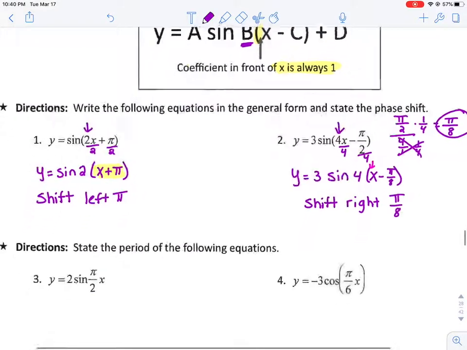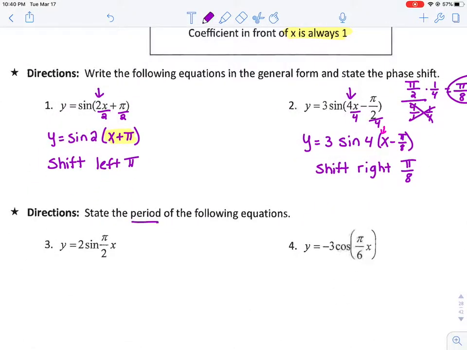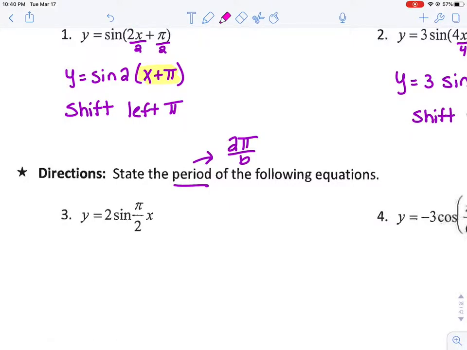Okay, for the next 2, they want us to state the period of the following equations. So in order to find my period, I know I take 2 pi and divide it by b. But if I look at these equations, something's a little different, which is going to lead us into today's lesson. My b value is actually a value in terms of pi, so pi over 2.